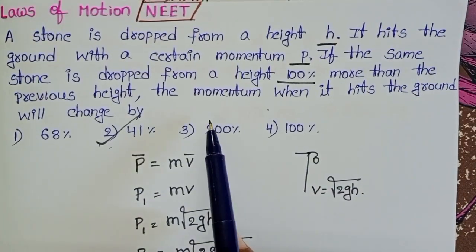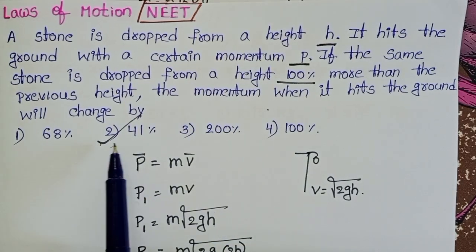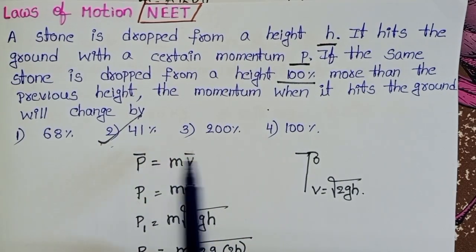So try to understand this question. This question is not the change in momentum. Percentage change in momentum. So in options, percentage is there.